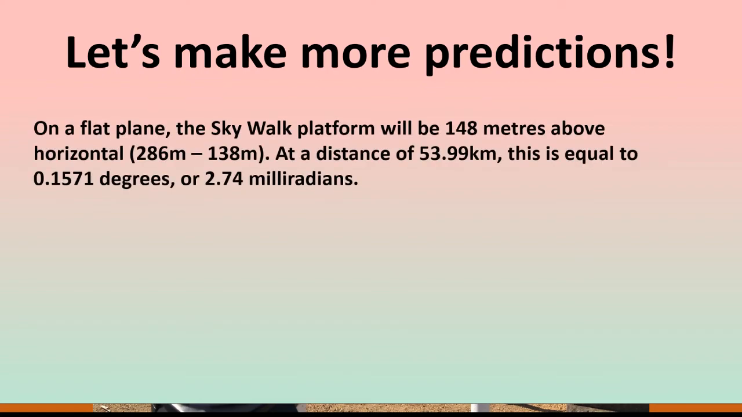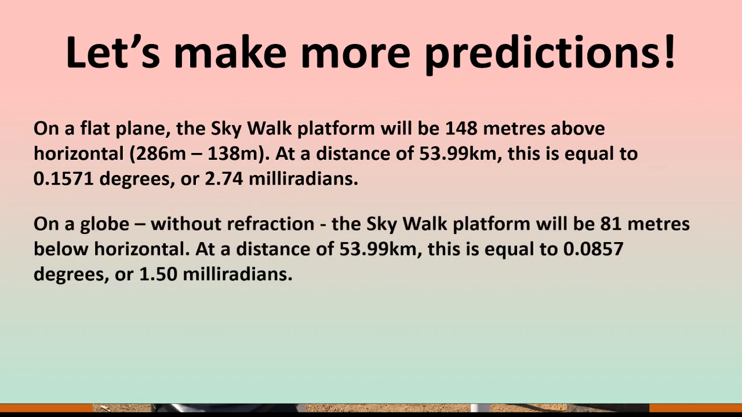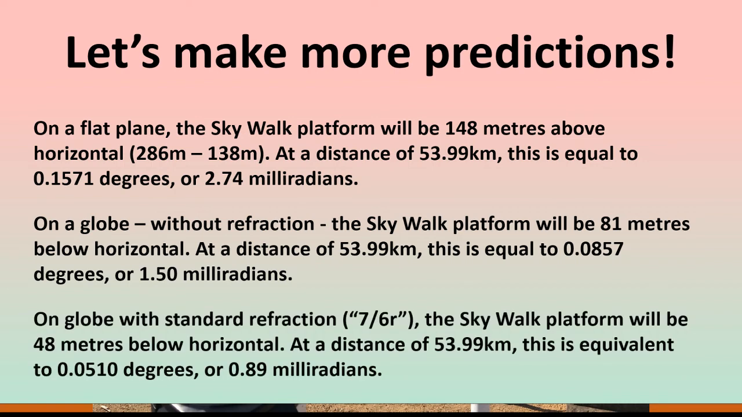All right, so on a flat plane, the Skywalk platform is actually 148 metres above horizontal, which is 2.74 milliradians over that distance of 54 kilometres. On a globe without refraction, the Skywalk platform will be 81 metres below horizontal, and that's 1.50 milliradians. With standard refraction, the platform will be 48 metres below horizontal, or 0.89 milliradians.